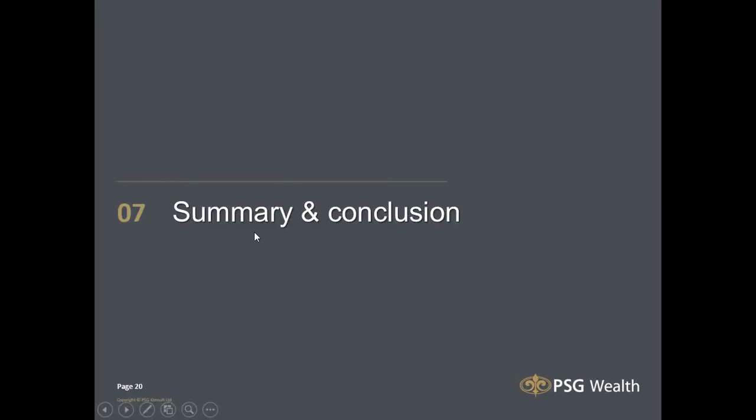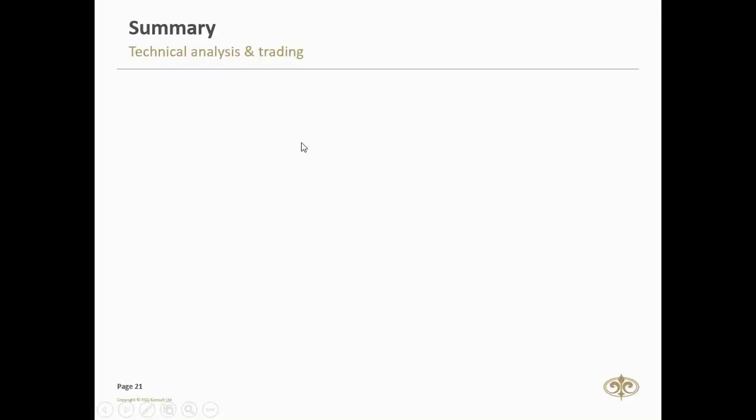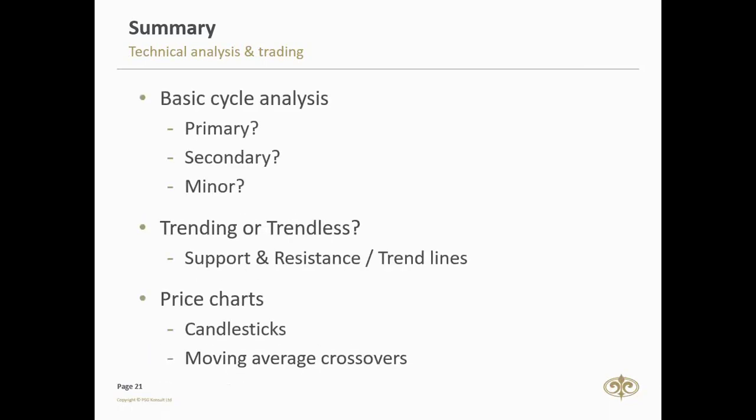Okay. So guys, I hope you've enjoyed today's presentation. Just a quick summary. Basic cycle analysis. Ask yourself the question, what kind of cycle are we in? What is a primary bull, primary bear? As long as we have higher highs, higher lows, it's primary bull. Lower lows, lower highs, we're in primary bear. Okay. Where are we in a secondary cycle? Are we in corrections or are we in rallies?